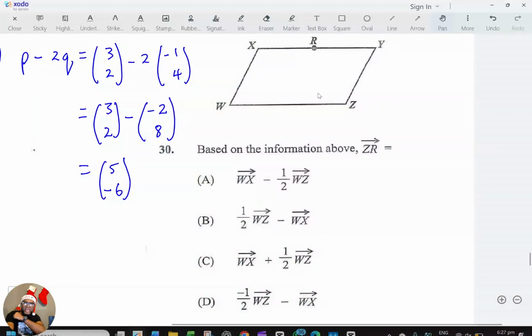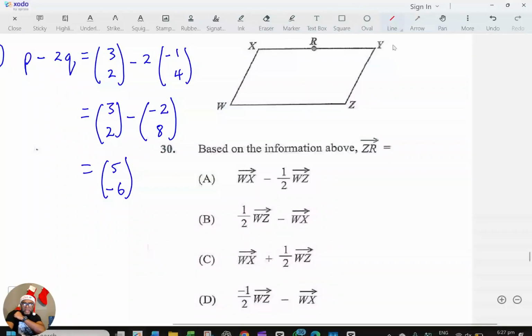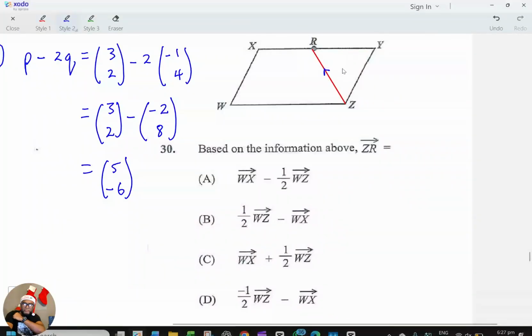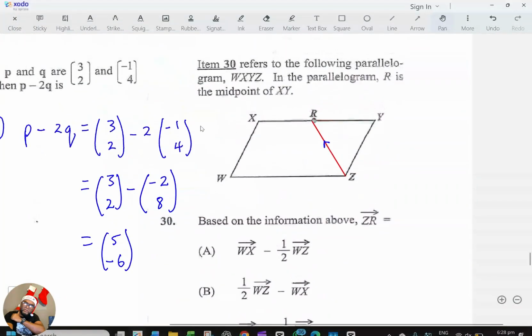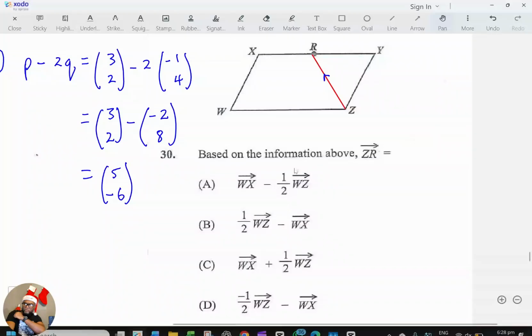Based on the information above, ZR. So look at how vectors work, right? You want to move from Z to R. So I could actually draw a line here, from here to here. Z to R, that's where you want to go. So you're moving from Z to Y, but they use WX. WX is this vector here, which is the same as this vector, so ZY is actually equal to WX. So they move from W to X, which is Z to Y. The answer will be this one or this one, right?